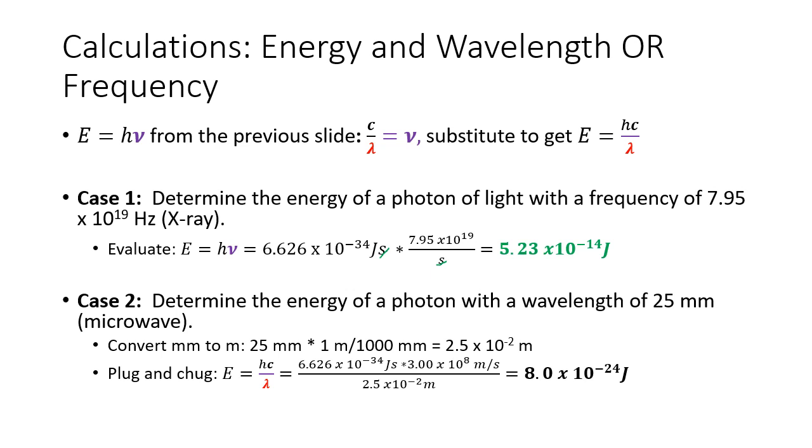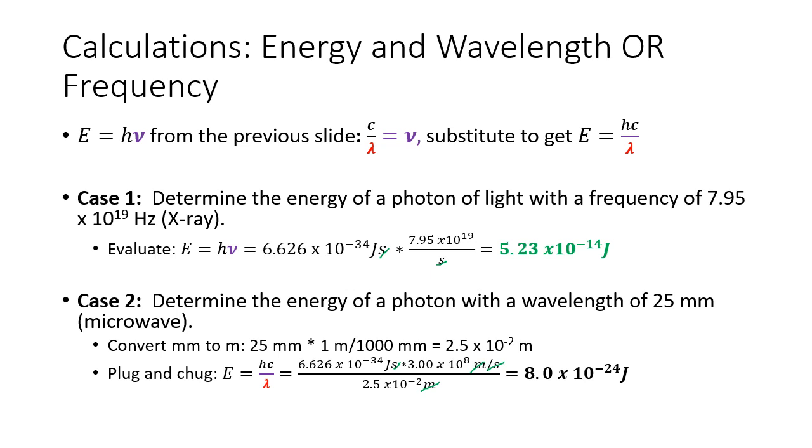H is a constant, c is a constant, we just plug everything in, and when we cancel out the units, they cancel. So we're going to cancel the per second with the seconds here, and we're going to cancel meters here with meters there. We end up with 8 times 10 to the negative 24th joules.